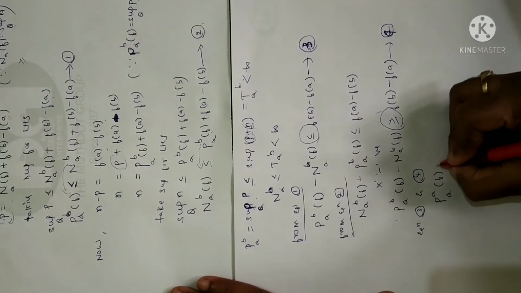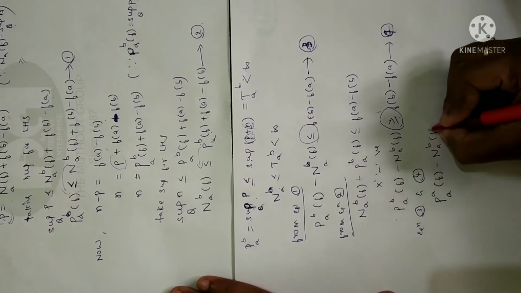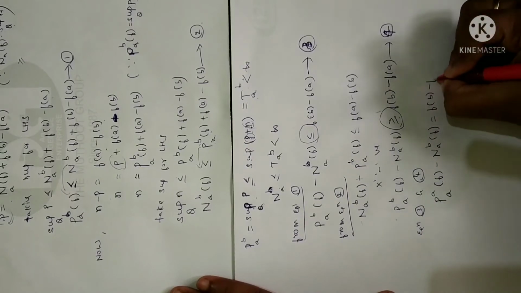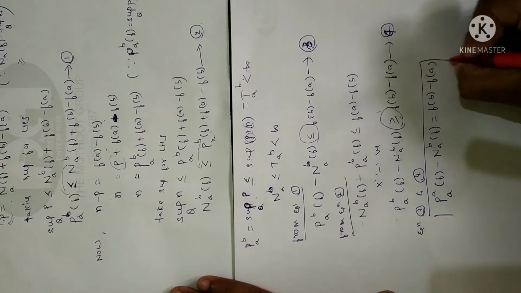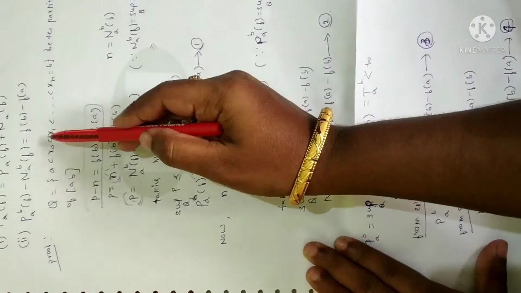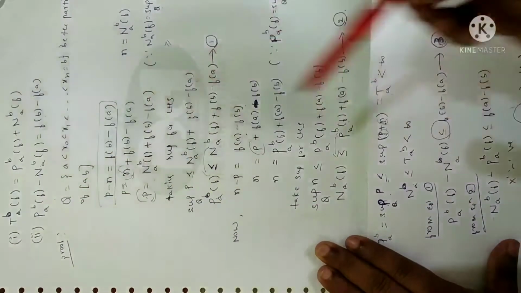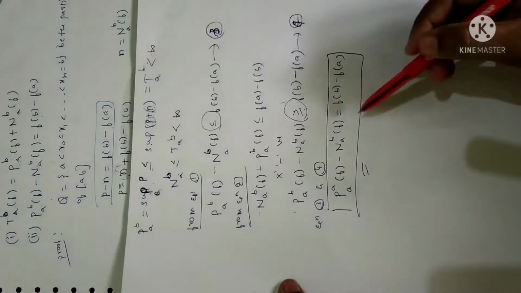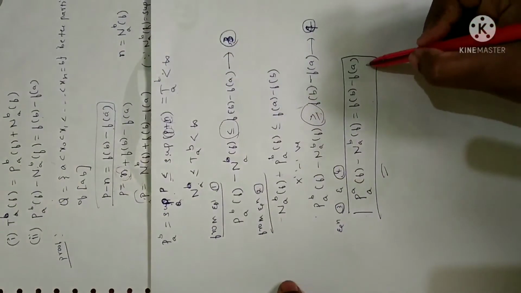So P from A to B of F minus N from A to B of F will be equal to F of B minus F of A. So this is the required proof of the second one. So I have proved the second one. P of A to B of F minus N of A to B of F will be equal to F of B minus F of A. I have proved the second one.